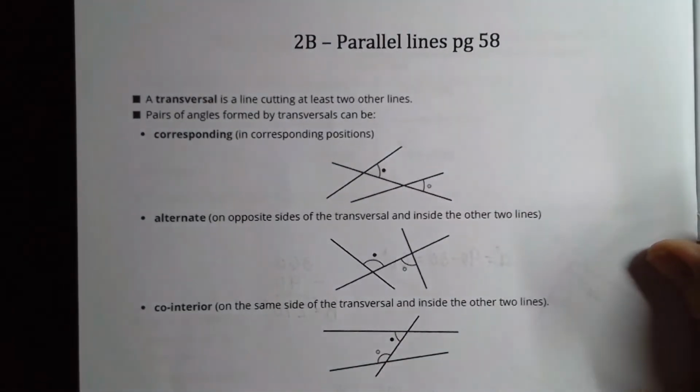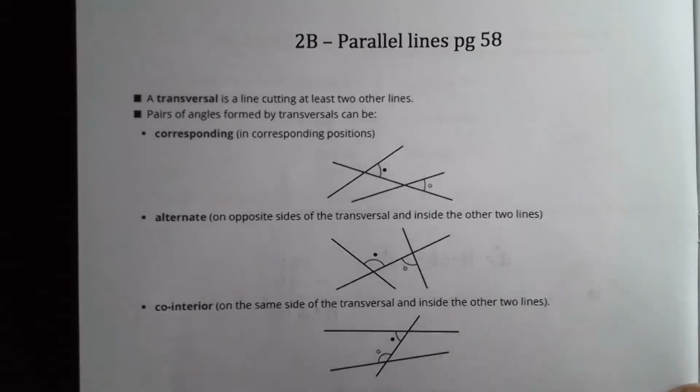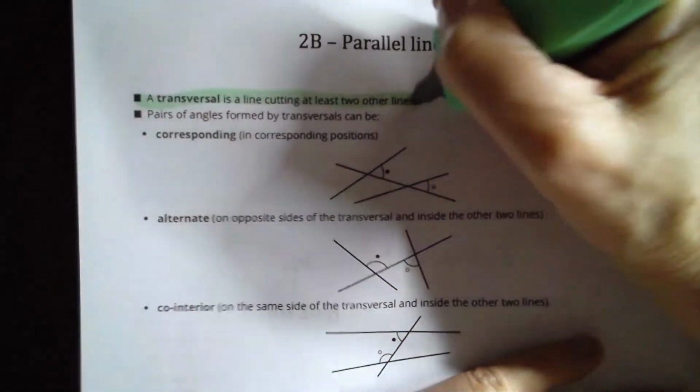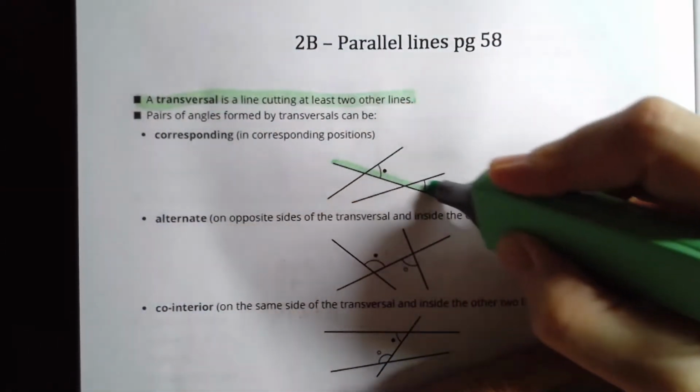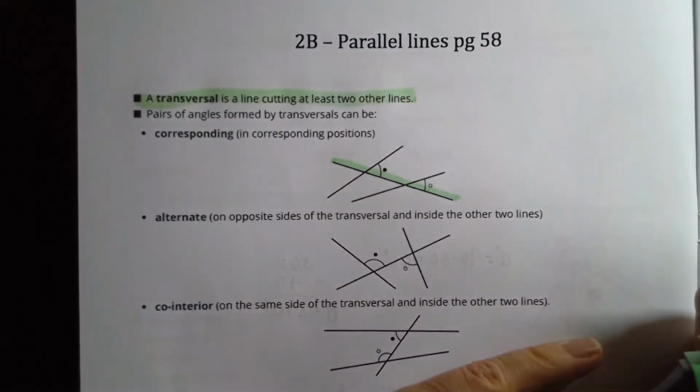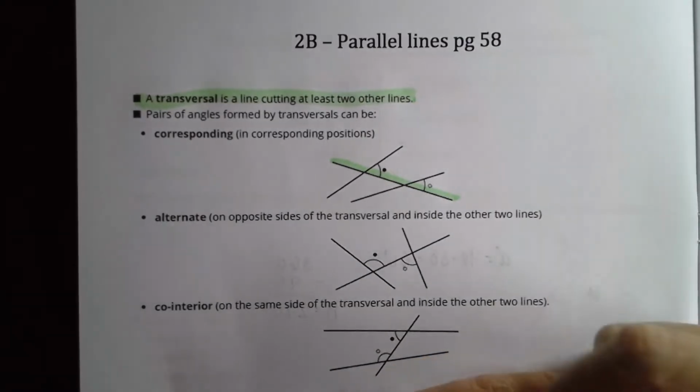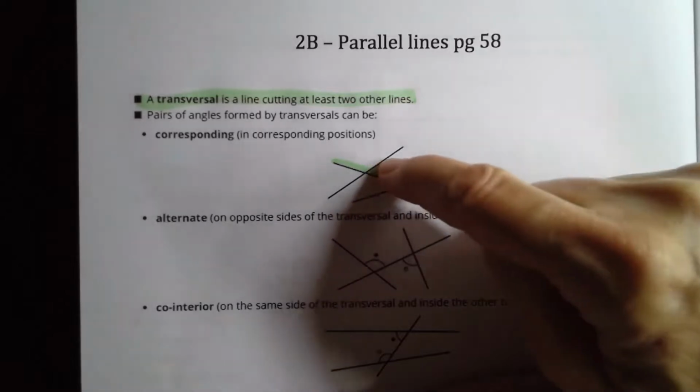Okay, girls, this is 2B, parallel lines. I know this was a favorite of everybody's last year. We got to remember a couple of things. A transversal is a line that cuts two other lines. So that thing is called a transversal because it cuts two lines. The pair of angles formed by a transversal can be corresponding, like that.